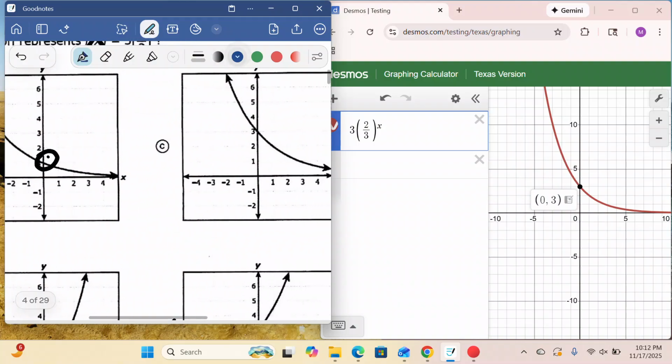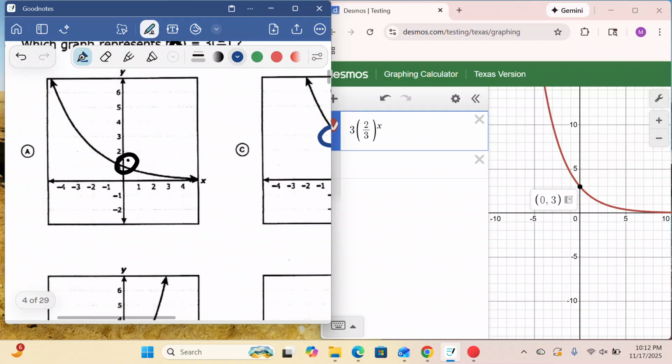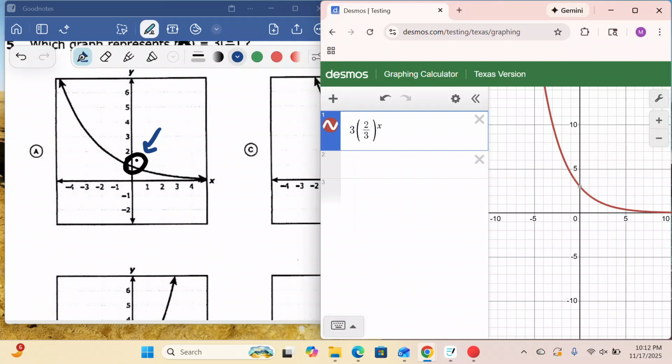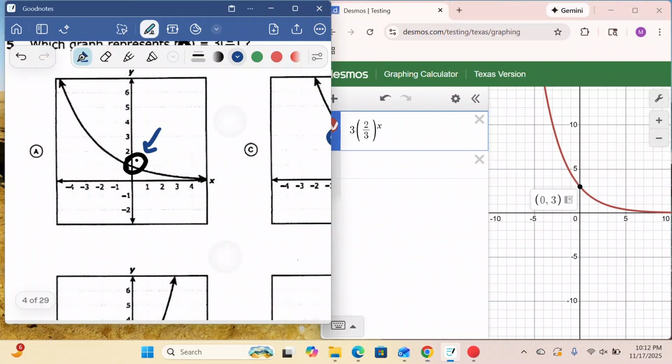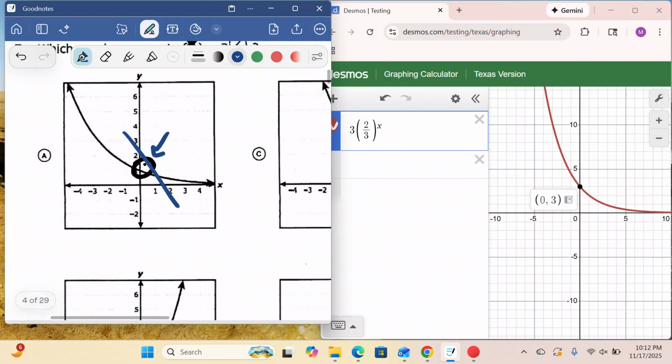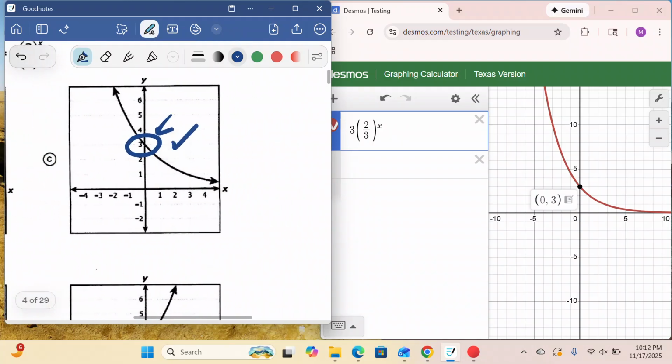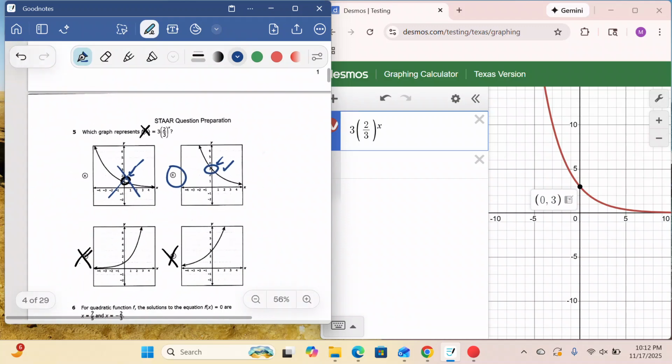And if you look at this graph, which I'm going to put in blue, our y-intercept is 1. Do you remember our y-intercept, as per Desmos, is (0, 3)? So we know this one is wrong. This crosses the y-axis at (0, 3), so the answer choice is C.